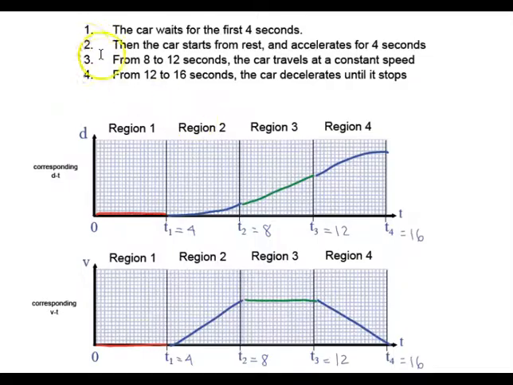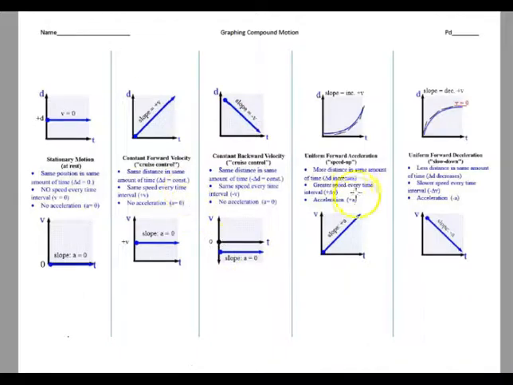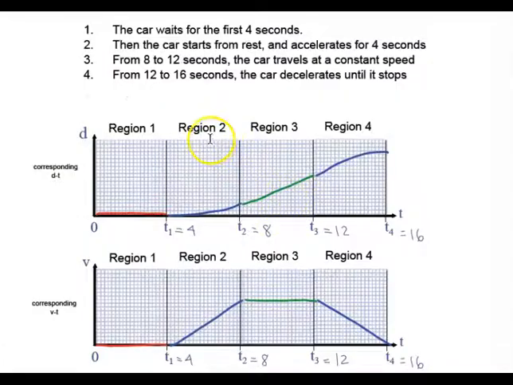In region 2, which is number 2, the car starts from rest and accelerates for 4 seconds. Now we're not naming the rate of acceleration, but we just need to know that the car is accelerating. So we know that in region 2, we have to have an accelerating graph. An accelerating graph is in fact this 4th column. It's the parabola, and the change of speed time graph must be the constant positive slope. In region 2, we have the dt parabola, and in the vt region 2, we have the constant positive slope.